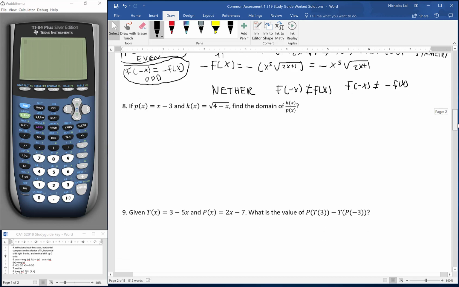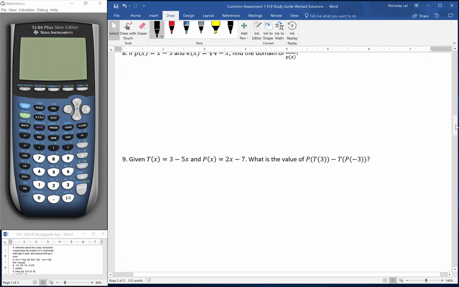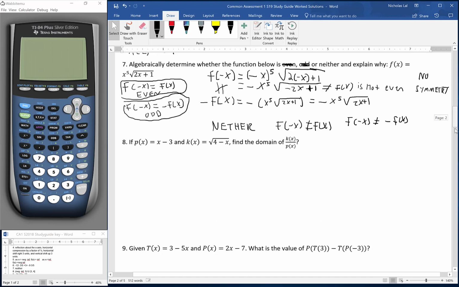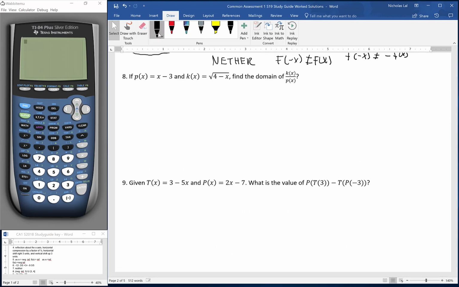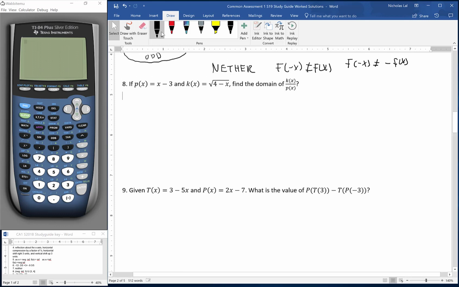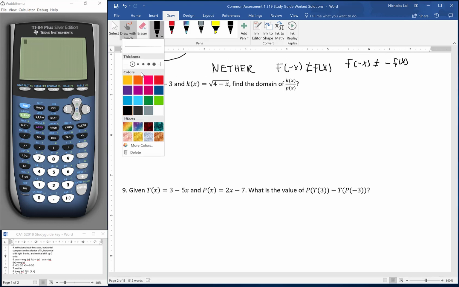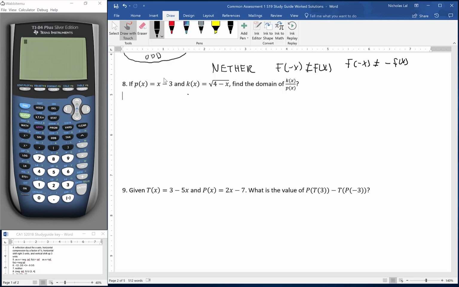8. If p of x is equal to x minus 3 and k of x is equal to the square root of 4 minus x, find the domain of k of x over p of x. All right, so let's find k of x over p of x. Let's draw here. k of x is equal to the square root of 4 minus x, and p of x is equal to x minus 3.